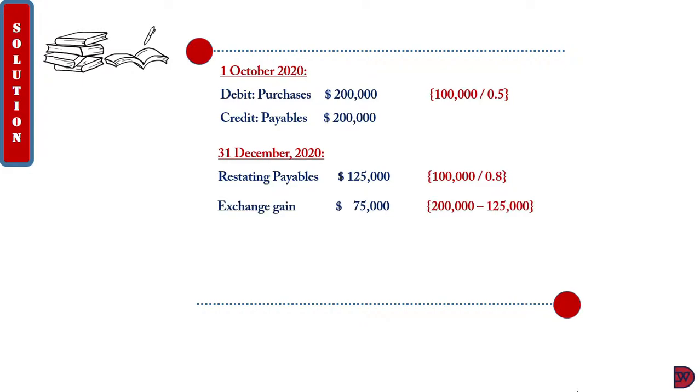Now, this will lead to an exchange gain because the earlier recognition of the payable was $200,000. It has now reduced to $125,000 on the reporting date, meaning our debt has reduced by $75,000. So we'll have to recognize the gain. So we'll debit the payables to reduce it from the $200,000 to $125,000. Then we will credit profit or loss with the gain.